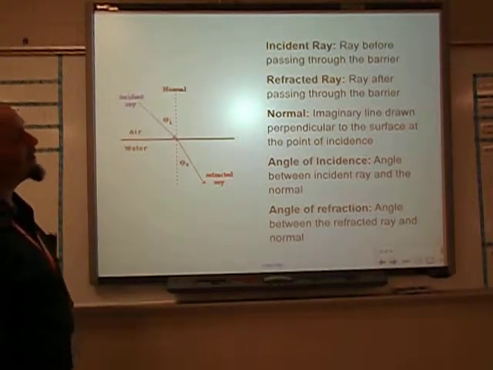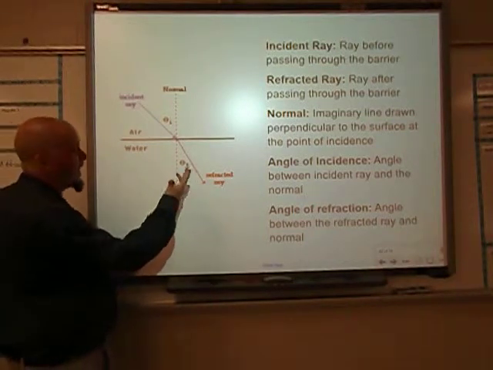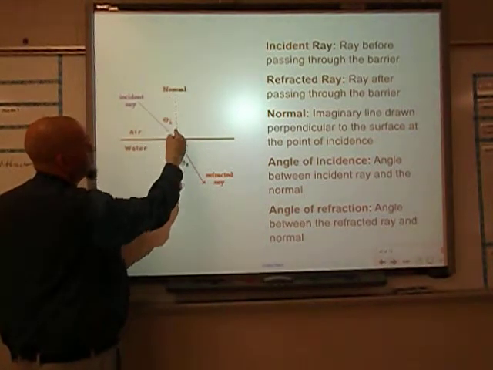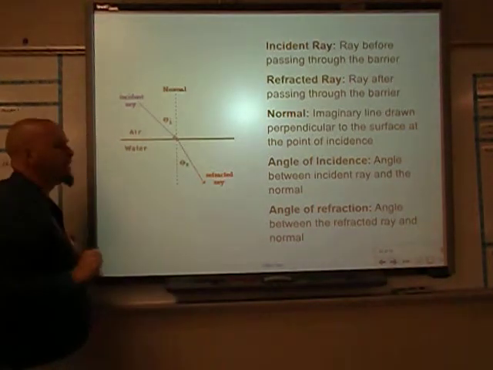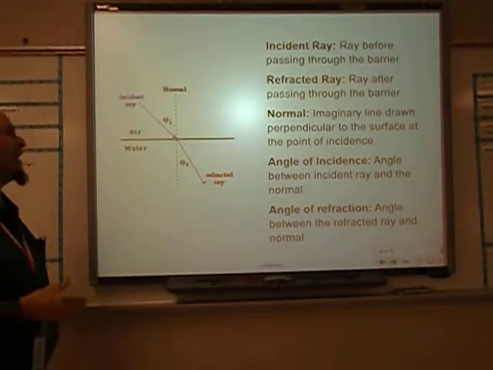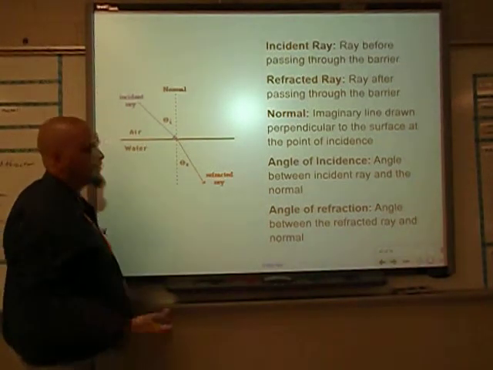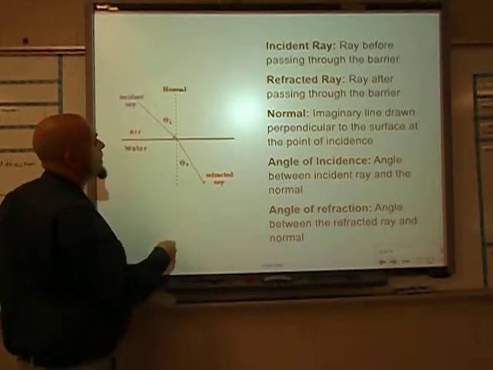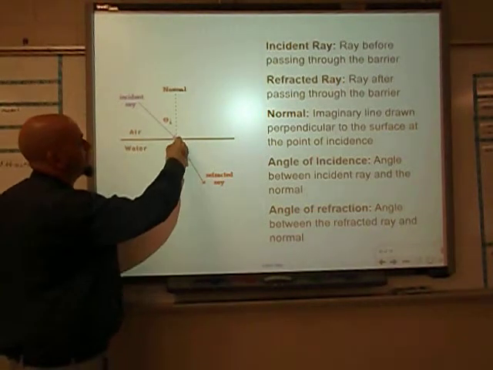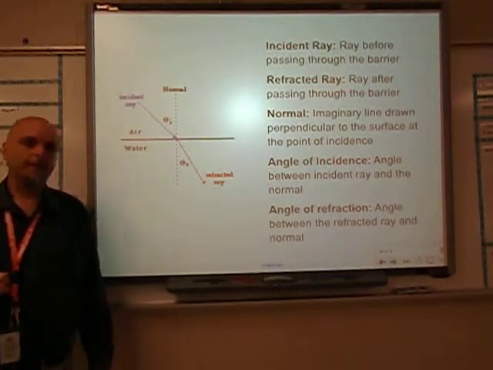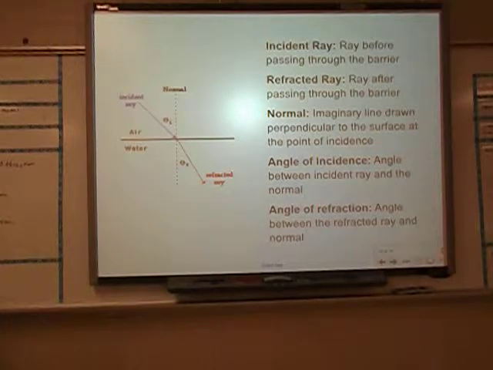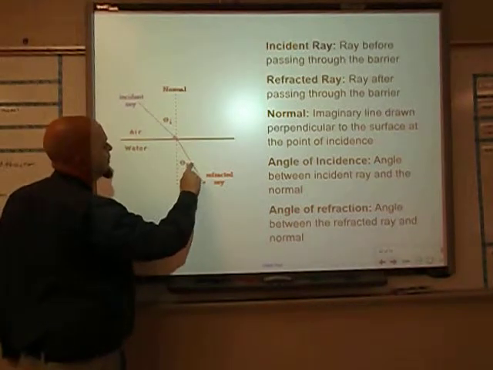Once again, we have angle of incidence. Angle of incidence is, again, the angle between the incident ray and the normal, just like it is for reflection. So this angle here is my angle of incidence. This time, we have an angle of refraction instead of angle of reflection, because it's moving through the barrier. But just like before, it's measured between the refracted ray and the normal. All your angles are measured against the normal, not against the surface, not against the barrier. So this is the angle of incidence, this is the angle of refraction.